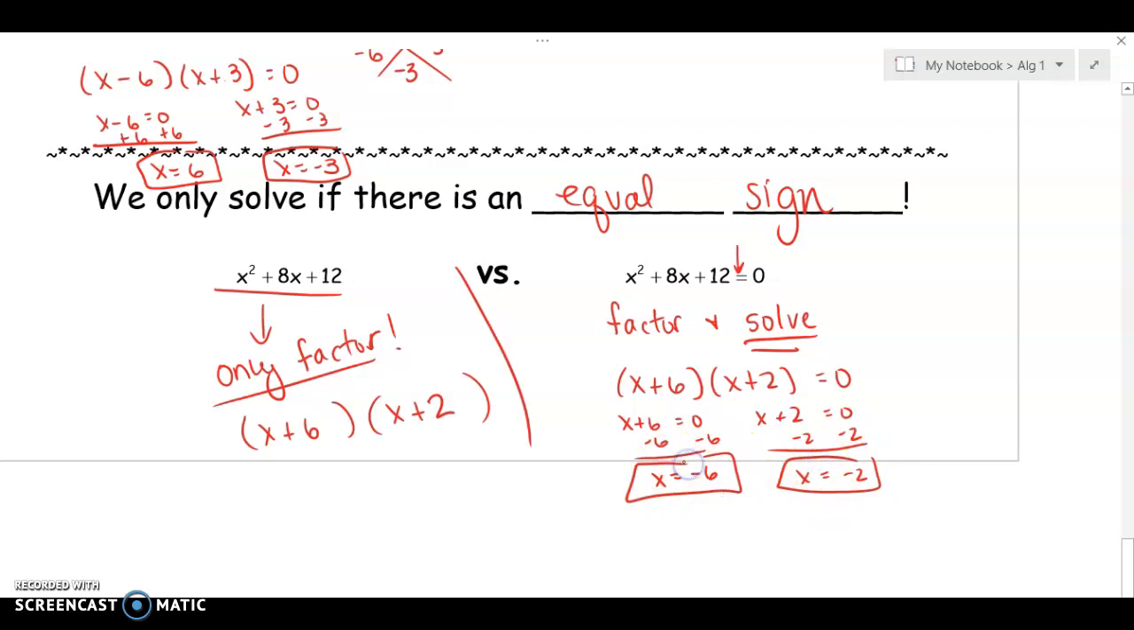So factoring means you just factor. Factor and solve is going to be done when you have an equal sign. You make it equal to 0, factor it, set the things equal to 0. So be careful. You'll see a mixture of both at times. So you want to make sure you only factor or continue past the factoring and solve, depending on which one it is. So be careful.